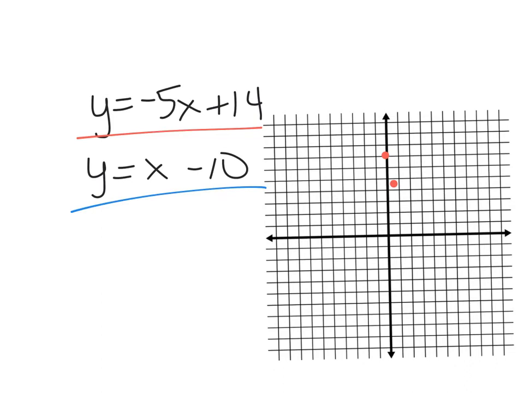All right, let's do the blue line. What's my y-intercept? Negative 10, so 2, whoops. 2, 4, 6, 8, 10. And my slope is up 1 over 1. All right, now we connect the dots here.